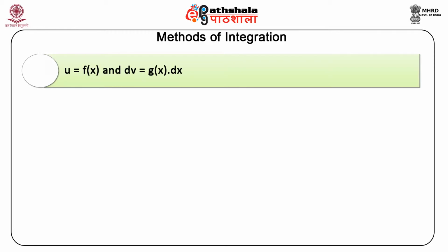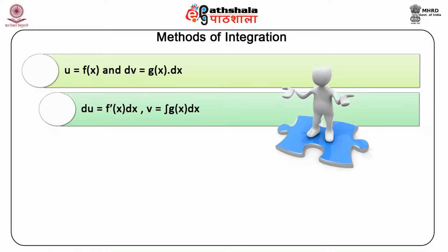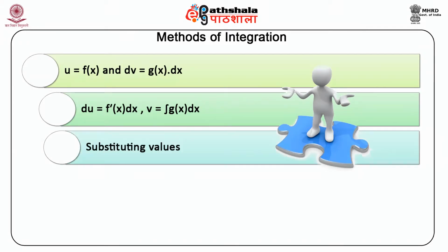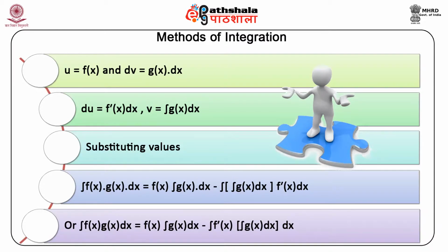Let u be equal to f(x) and dv equal to g(x) dx. Therefore, du is equal to f prime x dx and v is equal to integration g(x) dx. Substituting these values in the previous equation, we have integration of f(x) g(x) dx is equal to f(x) integration g(x) dx minus integration of g(x) dx times f prime x dx, or integration of f(x) g(x) dx is equal to f(x) integration g(x) dx minus integration f prime x [integration of g(x) dx] dx.